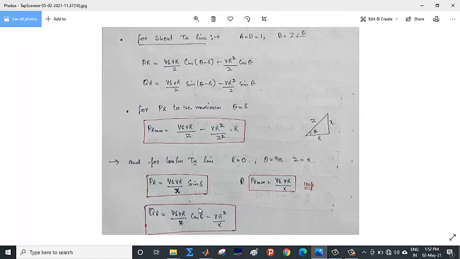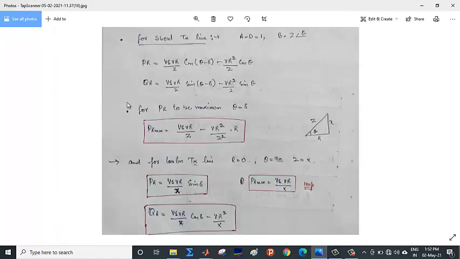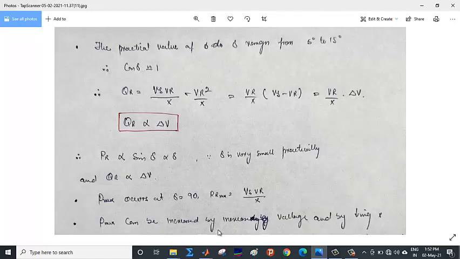Now let us look at the QR. This cos delta has a practical value, we can say delta has a practical value from 5 degrees to 15 degrees, that means we can assume this cos delta to be close to 1. That means this QR will then be equal to VSVR by X, this is 1 minus VR square by X. That is what I have written over here.